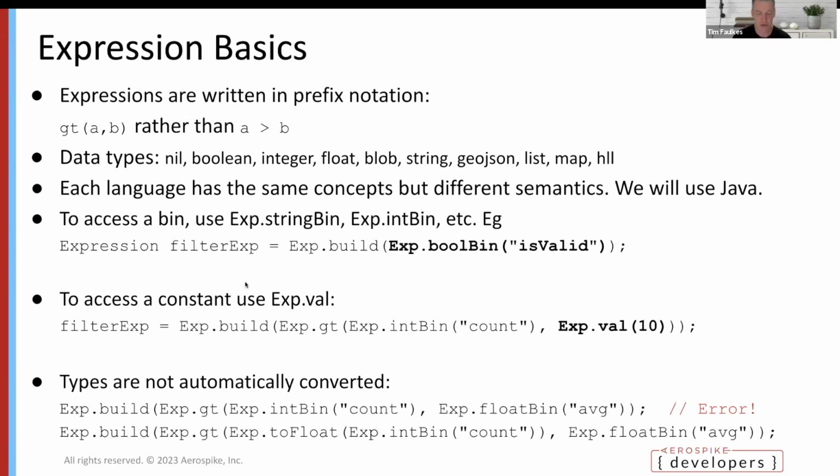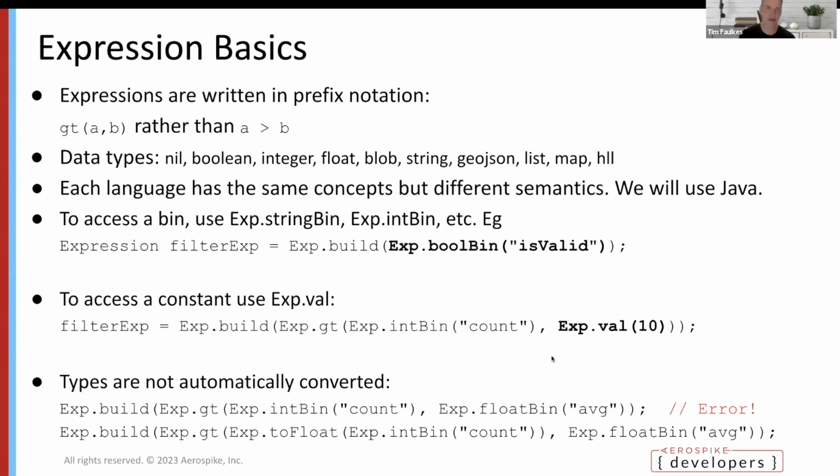If I want to use a constant, then I use val. So I want to compare my integer bin of count to the number 10, and that will return a Boolean. So my filter expression is Exp.build, and then greater than, integer bin of count, value of 10. That prefix notation is slightly less readable than infix notation, but it's still very readable. And you can see, obviously, I'm comparing integer bin of count to 10.